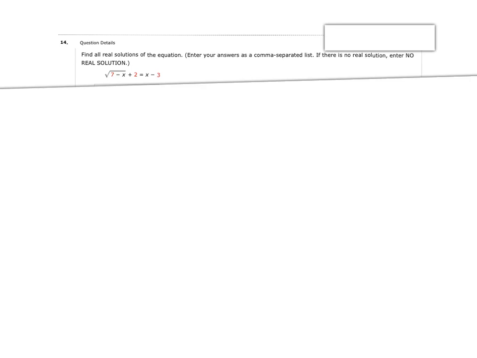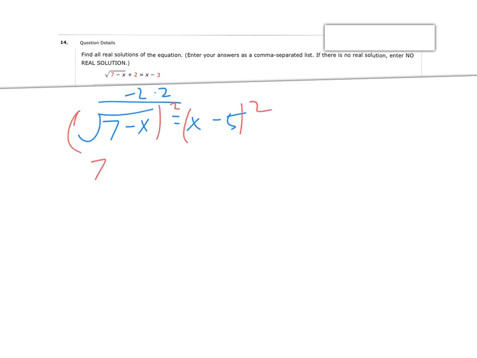All right, next up here, 13 and 14 are similar. I'm just going to do number 14. So we need to isolate the radical first. So in this case, I'm going to subtract the 2 over. So the square root of 7 minus x equals x minus 5. Now we need to square both sides. So on the left side, that just gets rid of the radical, but on the right side, we need to write it twice and FOIL it. And so that becomes x squared minus 10x plus 25.